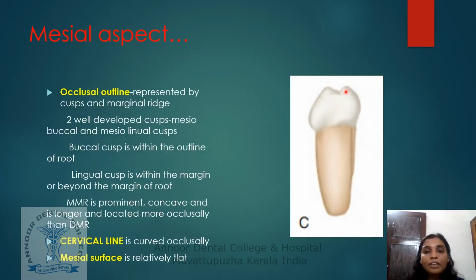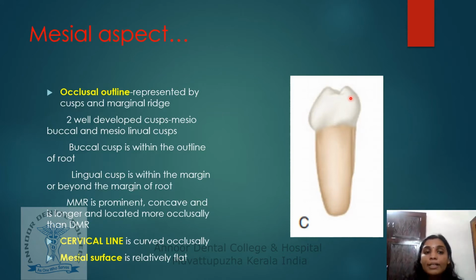The occlusal outline, as I told you before, is usually represented by the cusps and marginal ridges. There are two well-developed cusps, mesiobuccal and mesiolingual. The buccal cusp is within the outline of the root. The lingual cusp may be within the outline of the root or beyond the margin of the root. And the mesial marginal ridge is prominent. It is concave in shape.